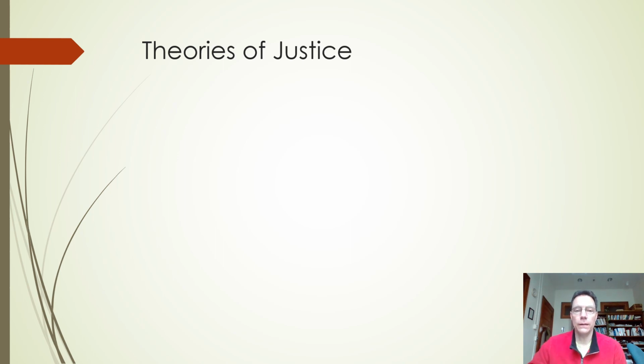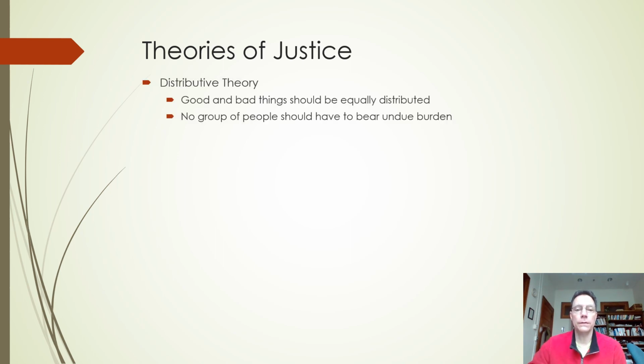But if you read the article in the book on the theories of environmental justice, here are some concepts that you are probably familiar with. First of all is what's called the distributive theory. Very simply, what we've been talking about, that good and bad things should be equally distributed for there to be justice, so that people should have equal access to good, and nobody should bear undue burden of the bad things.